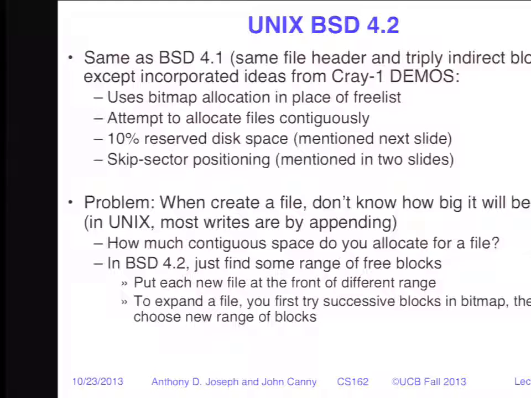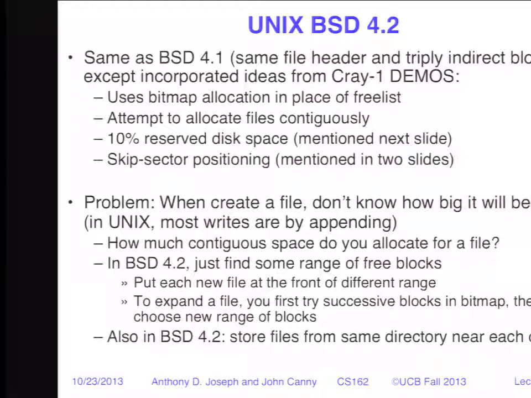Okay, so now when your file is growing and you hit the end of a range, you just look for another successive range. So what's going to happen is your file may not be 100% contiguous if it's big, but you're going to have contiguous segments of the file, and that's a huge win because those contiguous segments are going to have much higher performance. And this gets to the second part, which is they also try to store files from the same directory together. So put them either on the same track or in the same cylinder group. That way, I don't have to do any seeks in order to read additional files.